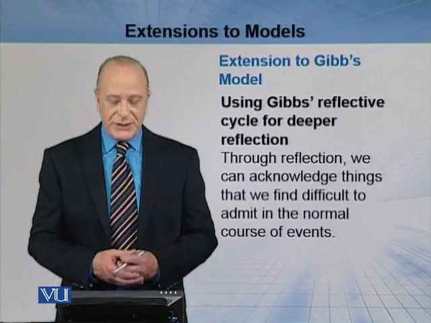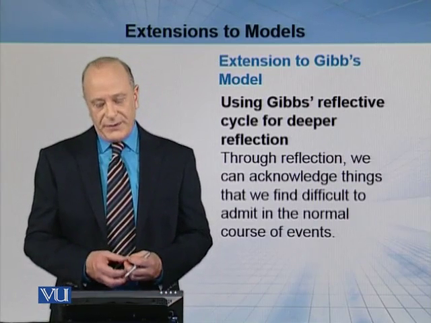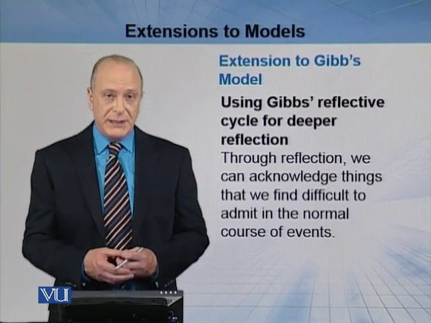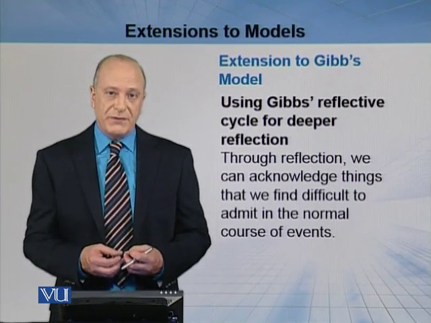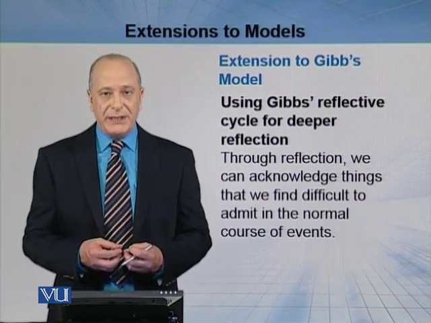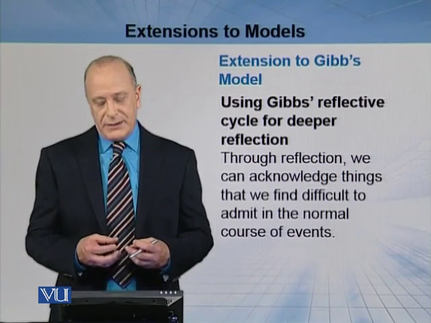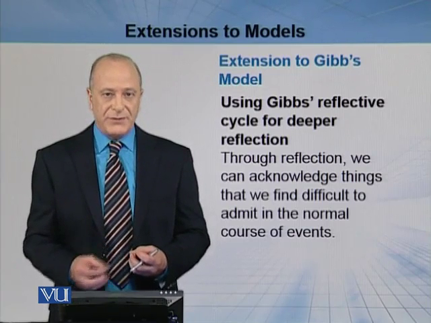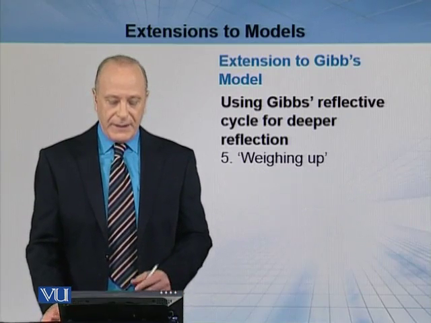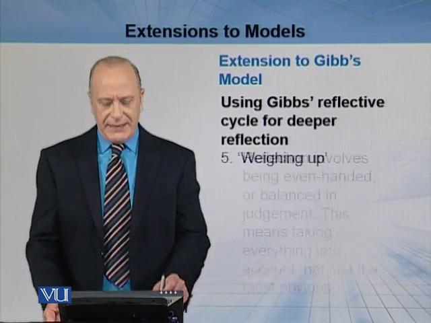And through reflection, therefore, we can begin to acknowledge all the things which are difficult, and perhaps the things which are difficult for us normally to admit through the normal course of events. And by applying critical thinking, we can begin to move away from vague and unsure reflections to much richer and more robust reflections. The 5th element we consider is about weighing up the evidence.